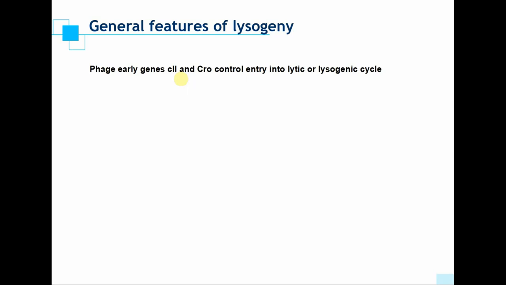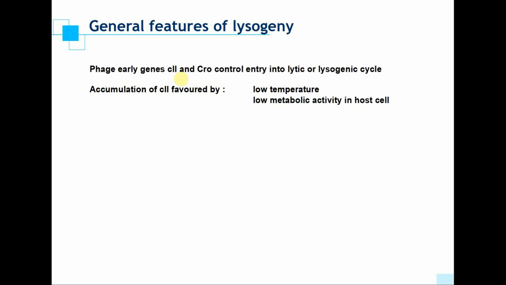So what are the conditions that favor the accumulation of C2? One of them is low temperature. At a lower temperature, the bacterial proteases aren't very active and C2 can accumulate, and this will push the phage into a lysogenic cycle. Another condition is low metabolic activity in the host cell. That is, if bacteria are not in the exponential growth phase but in the stationary phase, this will favor the accumulation of C2 and lysogeny.